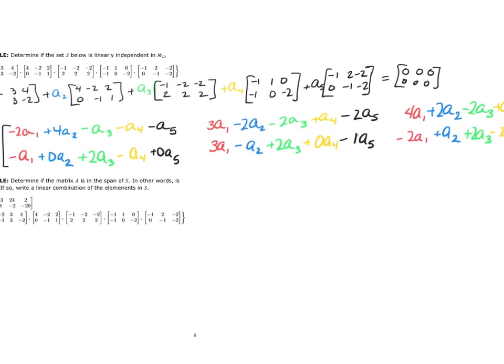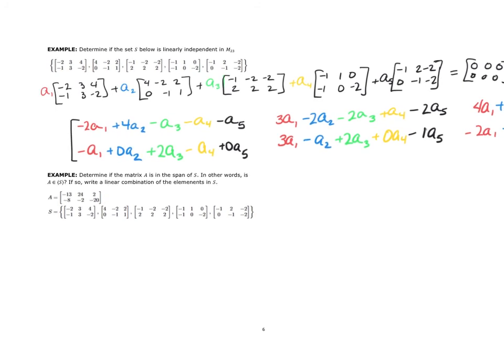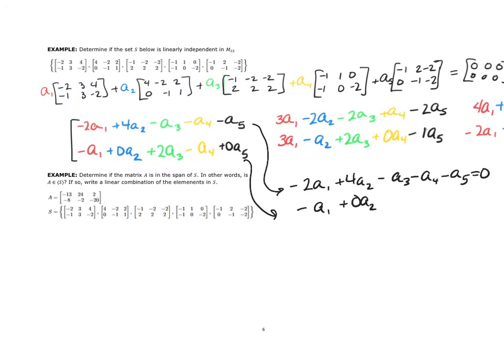Now what we do is we let each one of these entries equal the 0 vector. So I start out with this one. So I have minus 2A1 plus 4A2 minus A3 minus A4 minus A5. And then I have this equation. Oh, and that equals 0. So that is negative a1 plus 0a2 plus 2a3 minus a4 plus 0a5 is equal to 0.